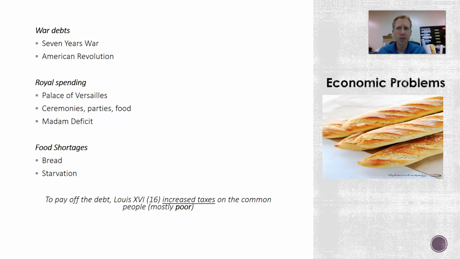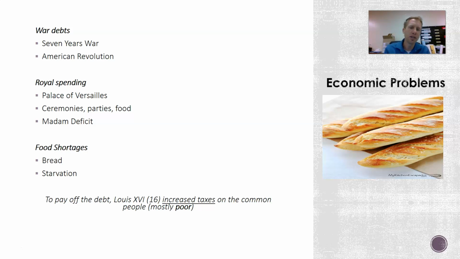So, war debt. You have war debt from the 7 Years' War and American Revolution. We're going to talk about royal spending with the building of the Palace of Versailles, all these ceremonies, the food. You have Madame Deficit, which is a nickname given to Marie Antoinette. You have food shortages, mostly bread, as you can see in this picture here, which leads to starvation. And these are economic problems that are happening in France leading up to the French Revolution. And this is something that has to be settled.